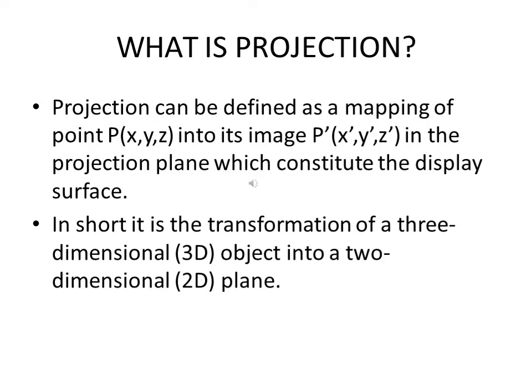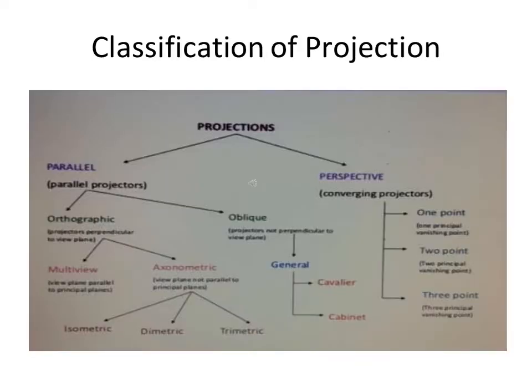It is a technique or process which is used to transform a 3D object into a 2D plane. In other words, we can define it as the mapping of the point P of x, y, z into its image P dash, x dash, y dash and z dash, in the projection plane or view plane which creates the display surface. In short, the figure shows the classification of projection.